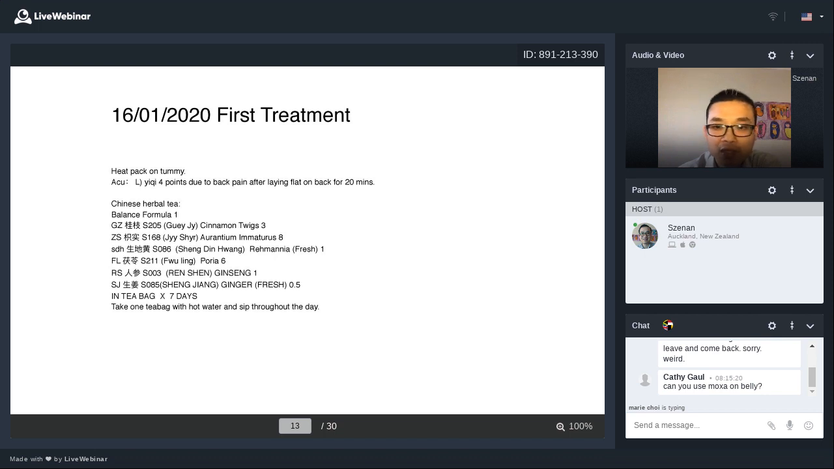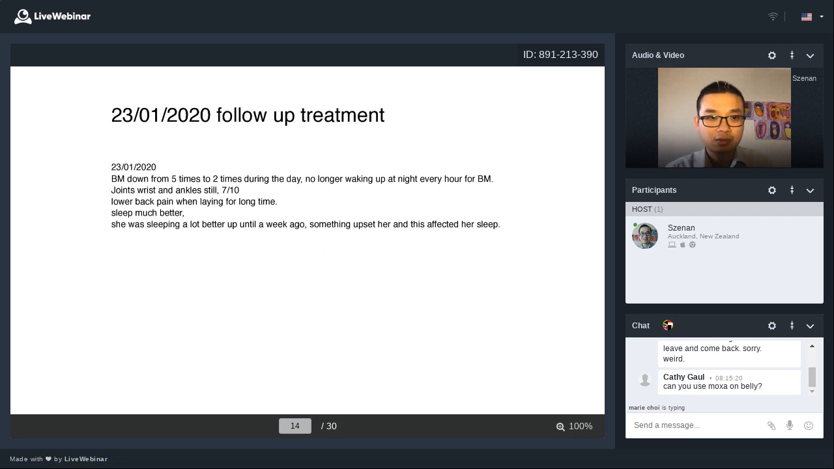All right. Can you use moxa on the belly? Yes, you can. But the reason I use a heat pack is that I don't have time to do moxibustion for a patient. So I put the heat pack on, and then I can go to the next patient. You can use a heat lamp, no problem at all.